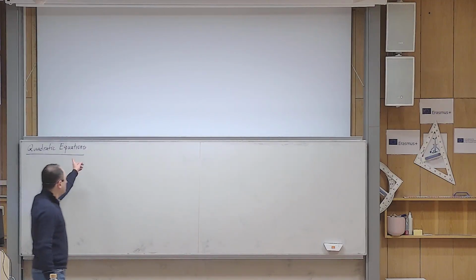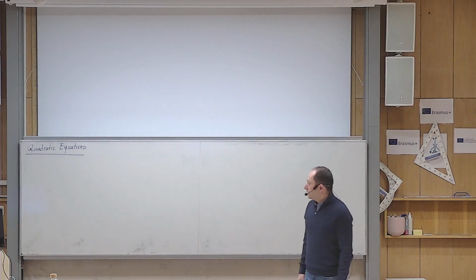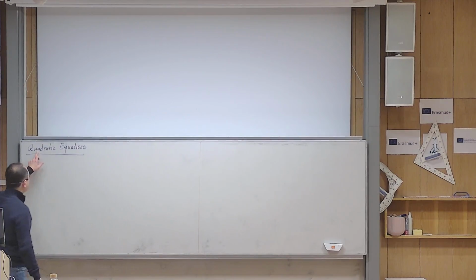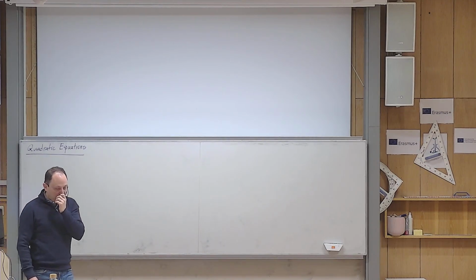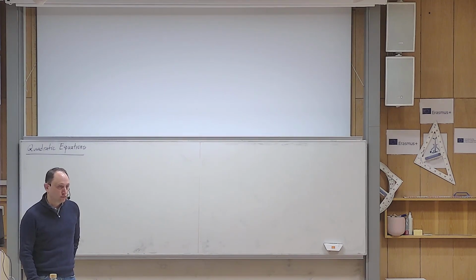Okay, so this lesson, quadratic equations. Hopefully you understand what's the meaning of the word quadratic here. It means that this is second degree. So quadratic here means second degree equation. A second degree equation is an equation in which the highest power of the unknown is 2.